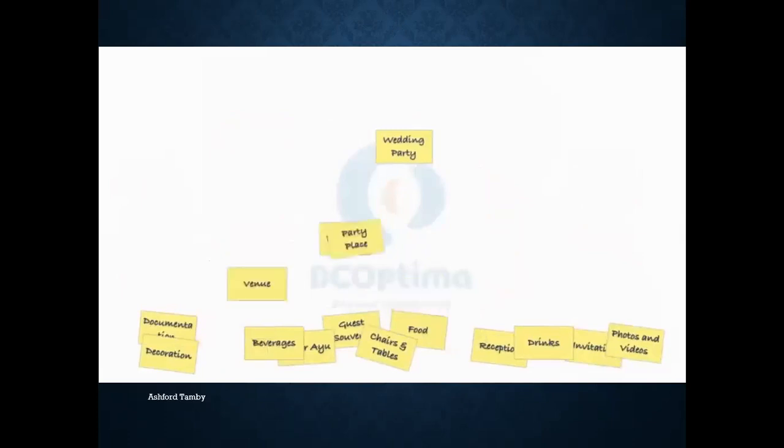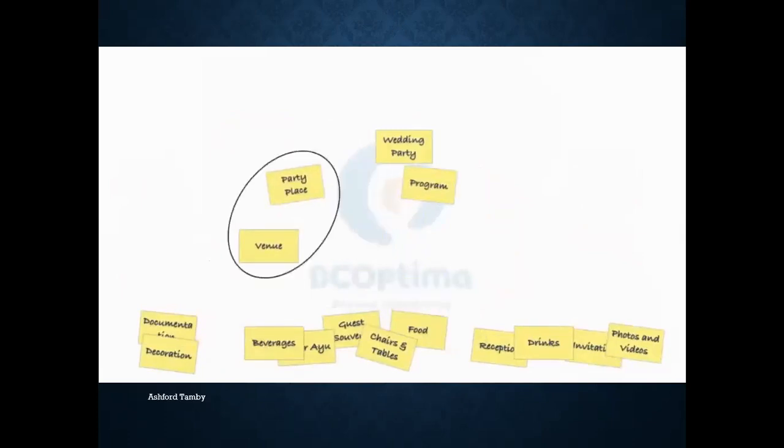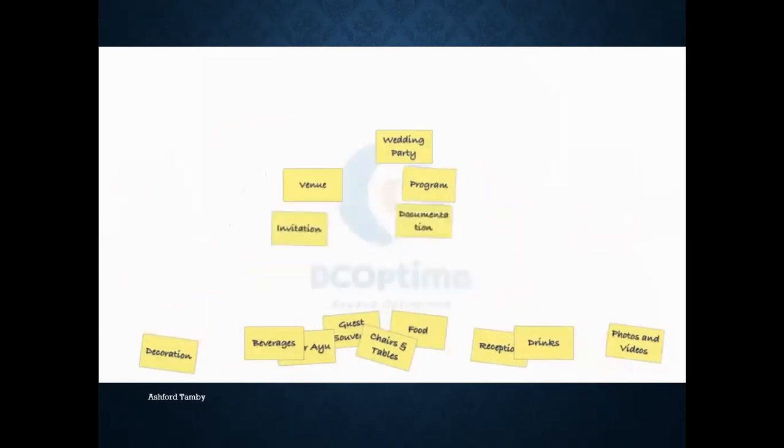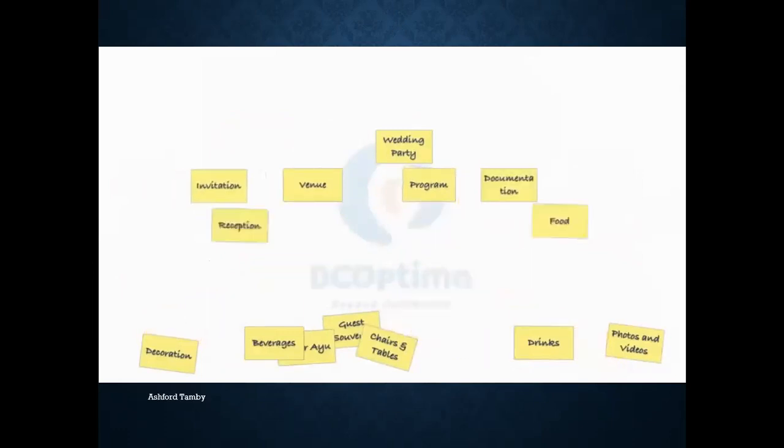Now, we start to figure out the major deliverables. Oops, we have two notes that have similar meaning, venue and party place. Why don't we use venue instead of party place? We continue looking for other major deliverables. I guess we already have all the major deliverables in our WBS.